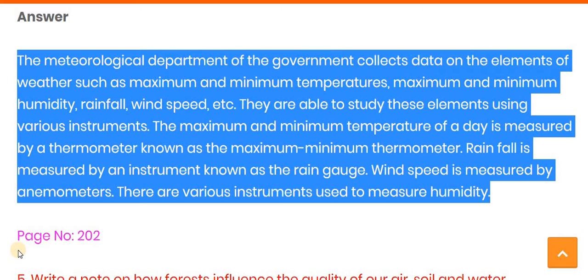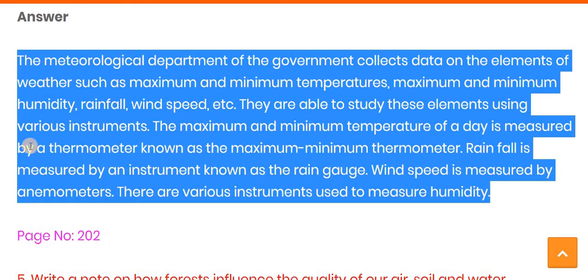So there are various instruments by which they are able to study all these elements, and during the daytime, whatever readings come, like the maximum and the minimum, they note them down and then they are shared with the television or news.